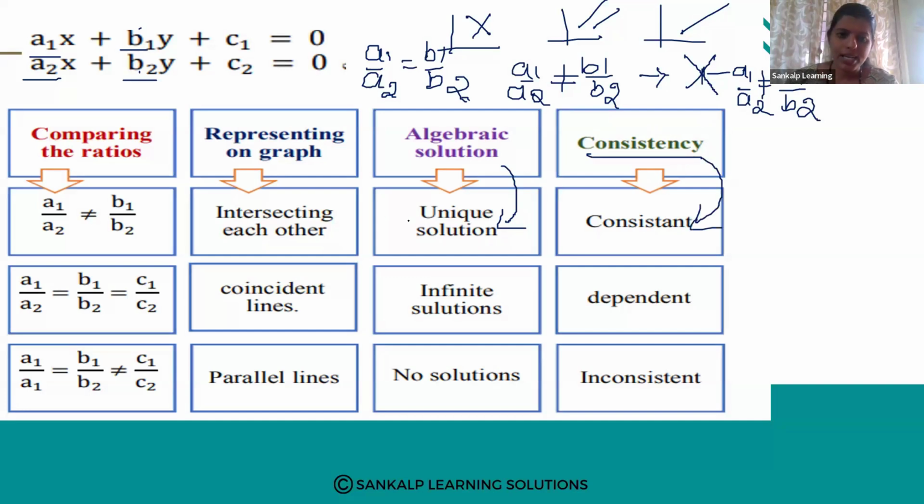Okay. Next, if we get the result A1 divided by A2 is equal to B1 divided by B2 is equal to C1 divided by C2. That means all the values are same here. When we get all the values or all the ratios are same, that time we call it as the two lines are coincident line.